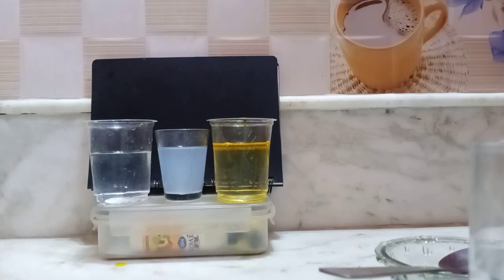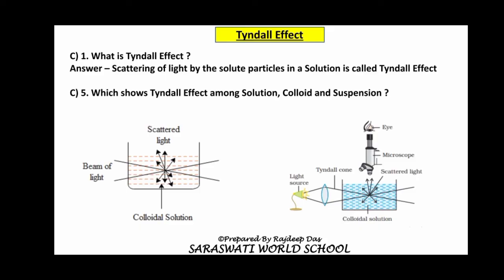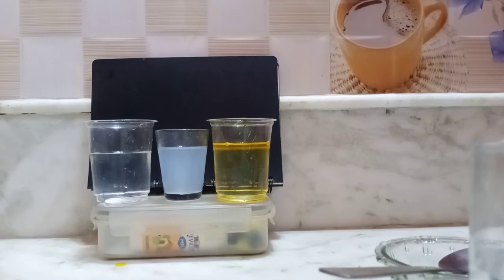Now one more experiment we will do. We know that light goes in a straight line, in line motion, right? So how can we check it through these solutions? Okay, there is a term called the Tyndall effect. The Tyndall effect means the scattering of light, right? In this case, the Tyndall effect means the scattering of light by the solute particles.